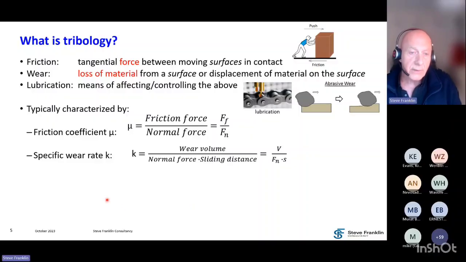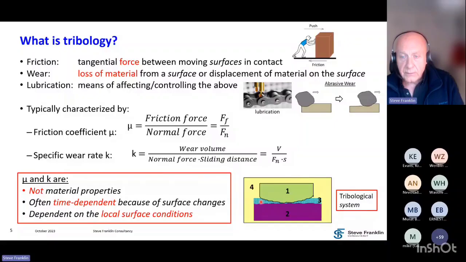Friction and wear are typically characterized by the friction coefficient, which is the friction force divided by the normal force on the surface. And the wear is typically characterized by something called the specific wear rate, sometimes given the symbol K, which is the wear volume divided by the normal force times the sliding distance in sliding wear.